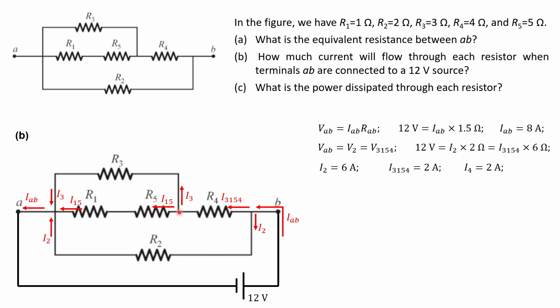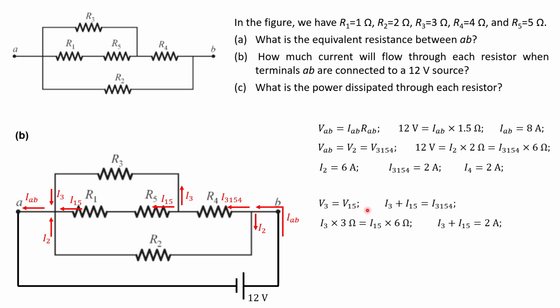Okay, so what happens at this junction? Well, at this junction, we know that, first of all, current I sub 3154 splits into I3 and I sub 15, right? So the sum of these currents has to be equal to I sub 3154. Also, this part of the network is parallel to this part of the network. Since the voltage drop across resistors connected in parallel is the same, we can write down V3 has to be equal to V sub 15.